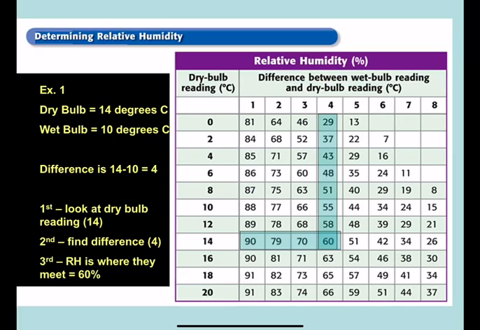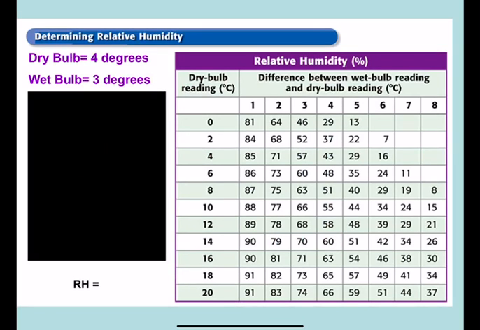Here we go. Since the difference is 4, we look at the 4 at the top of the screen. Because the dry bulb reading is 14, we look at the 14 to the left of the screen. Let's see where they intersect. The relative humidity is 60%. Does it seem easy? Let's see if you can figure it out on the next try.